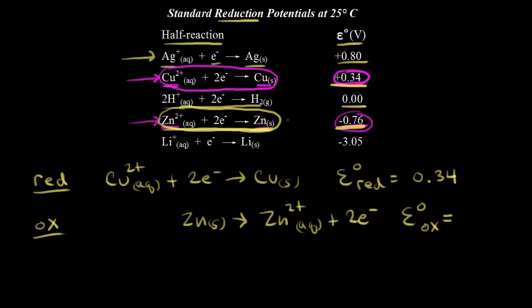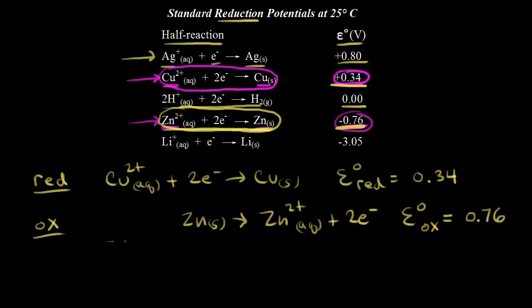So since we reversed our half reaction, we just need to change the sign. So the oxidation potential must be positive 0.76. So all we need to do is reverse the sign to get our standard oxidation potential. So we get positive 0.76.